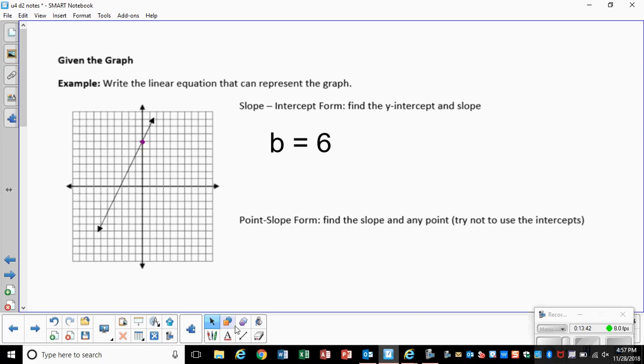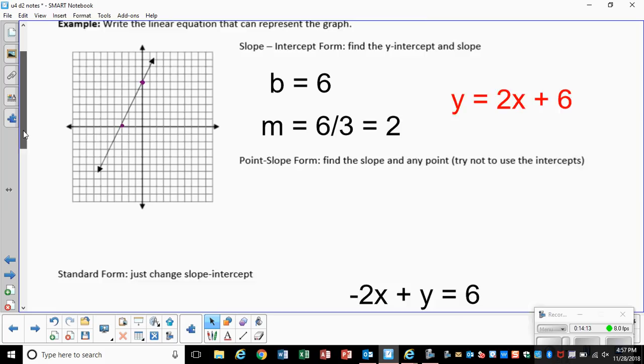My slope, now I'm going to go from here, which I know it's not really crossing that point, but we're going to pretend it is, here to up here. So that means I'm going up 6 and over 3. So my slope is positive 6 over 3, which reduces to 2. Probably the easiest one we could do, okay? And you are more than welcome to choose other points. This one's kind of iffy, I know. But now that we have the slope and a y-intercept, we just plug it into that form. Y equals 2x plus 6. Easy peasy. Okay?